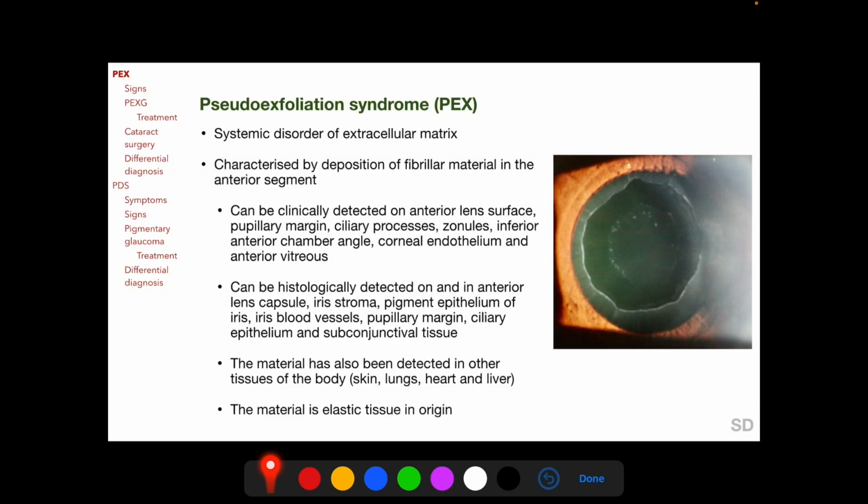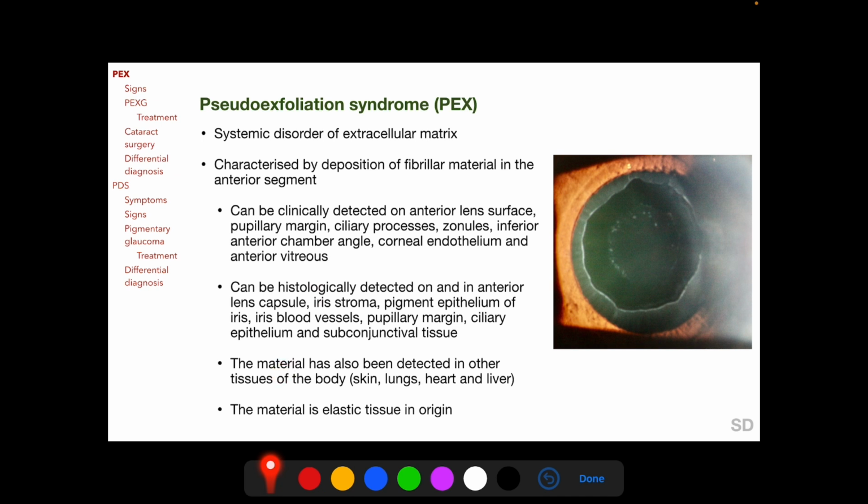Pseudoexfoliation syndrome is actually a systemic disorder of the extracellular matrix, and it is characterized by deposition of fibrillar material in the anterior segment. This deposited material can be clinically detected particularly on the anterior lens surface as shown here in this photograph, and in the pupillary margin and various other locations in the anterior segment which we will be discussing. And this material has also been histologically detected at these locations.